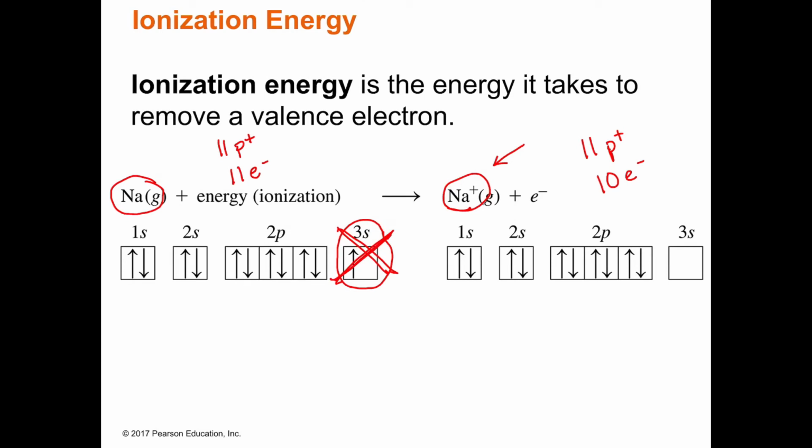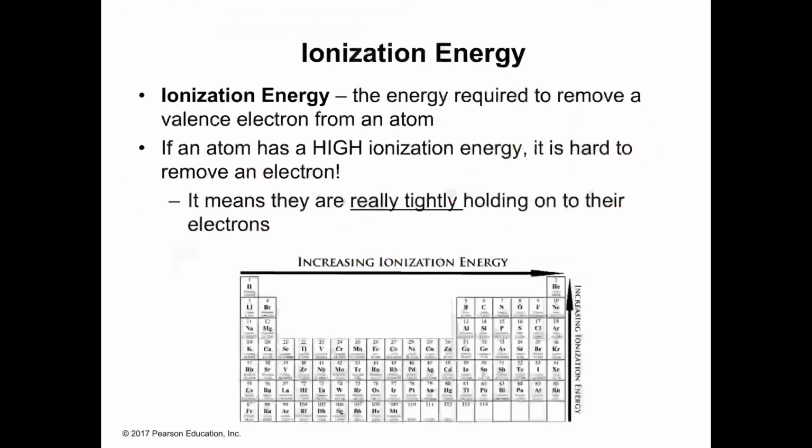But when we remove this valence electron here, now we don't have the same number of protons and electrons. We have one extra proton, so that's why we call it Na+. So when we've pulled this electron off, we make a positively charged ion. Okay, so the ionization energy is the energy it takes to pull off that valence electron, the energy required to remove a valence electron from an atom.